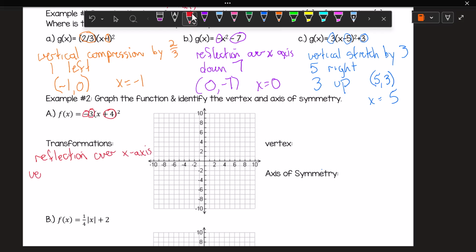We have a vertical stretch by 3 because the 3 is greater than 1. And we're moving 4 to the left. It's the opposite of what it looks like. It's positive 4, so we go left. Our vertex would be at -4, and we didn't go up or down, so it's still at 0. And our axis of symmetry is x equals -4.